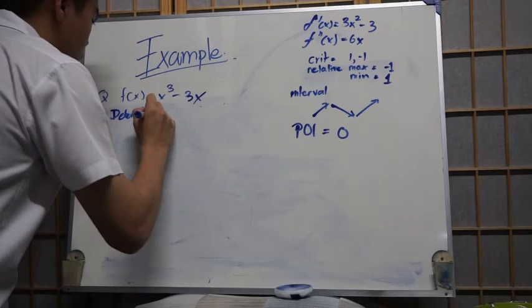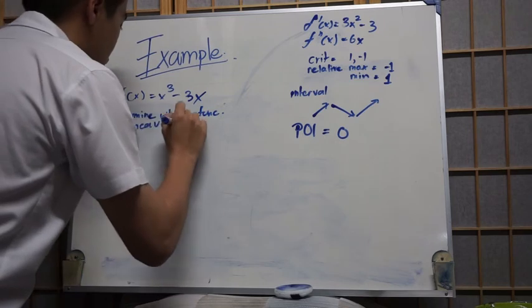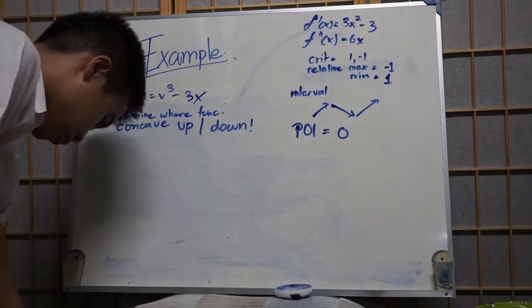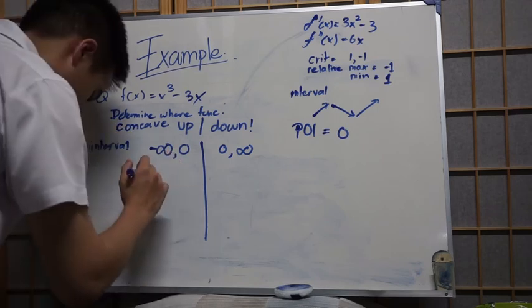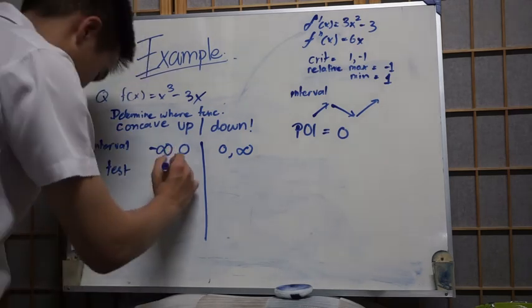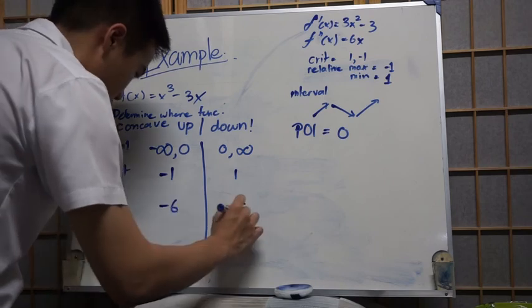The last question is to find out which intervals are where the graph is concaving up or down, by using -infinity to 0 and 0 to infinity. Then we choose a number in each of the intervals and plug it into the acceleration equation.